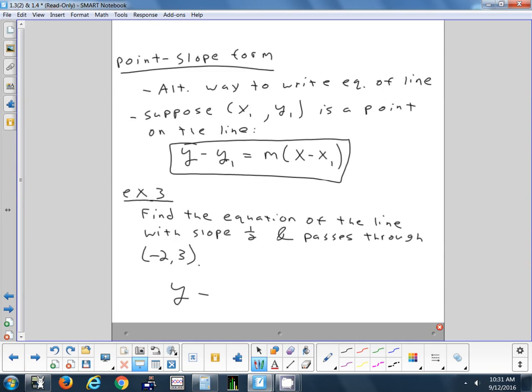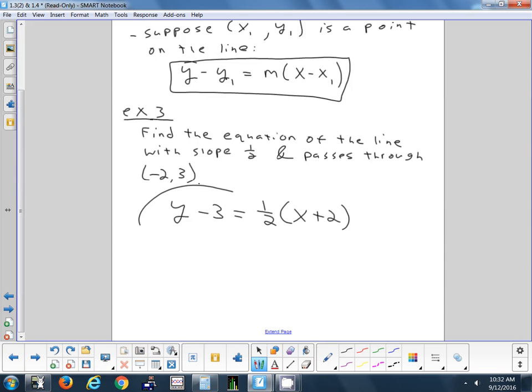Okay, so in my example, what is y1? 3. What's m? Half. And what is x1? So when I plug it in, it's going to be x plus 2. There's your equation in point slope.